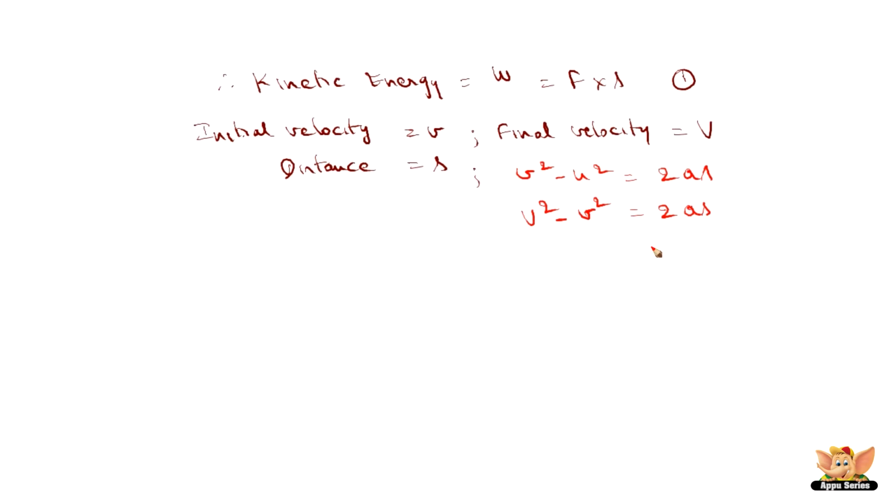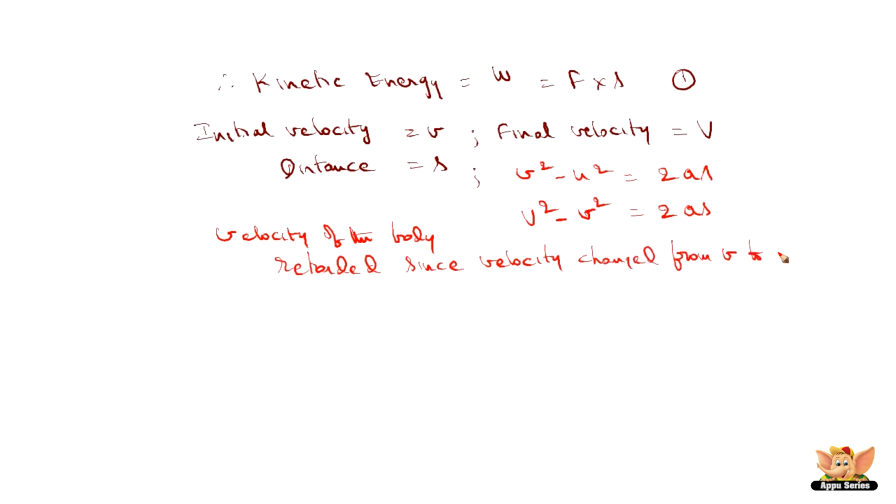Now what happens to A? The body has come to rest because of the opposing force. So the velocity is constantly retarded. In the example that is shown, the velocity of the body is constantly retarded, since velocity changed from v to 0 since the body has stopped. So the acceleration here is minus a.